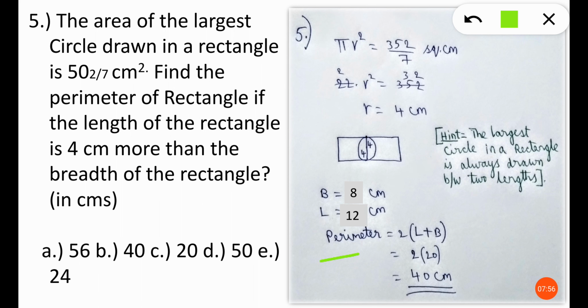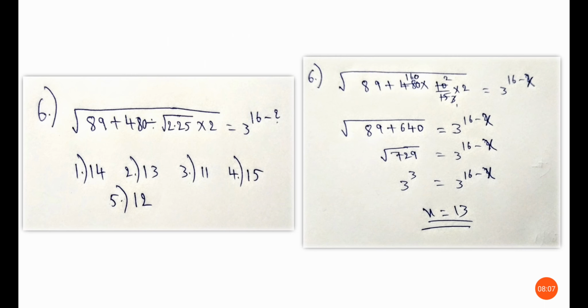They have asked the perimeter value, 2 into L plus B. Substitute these values in the formula, we get 40 centimeters as the perimeter of the rectangle. 40 centimeters, option B is the right answer. Moving to the sixth question.